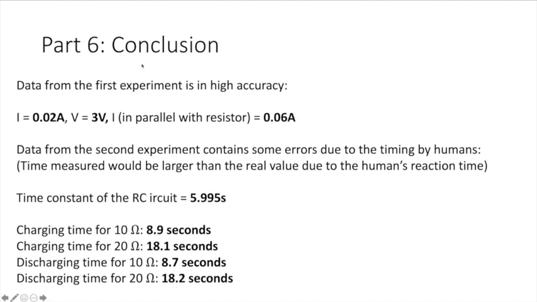And as a conclusion, the data from my first experiment is of high accuracy, which involves those three values. The data from my second experiment contains some errors due to the timing by humans, because the measured time will be larger than the real value due to humans' reaction time. And my data from the second experiment involves those five values: the time constant, two charging times, and two discharging times.